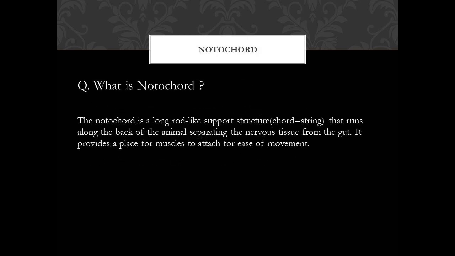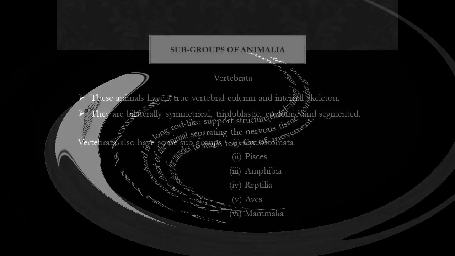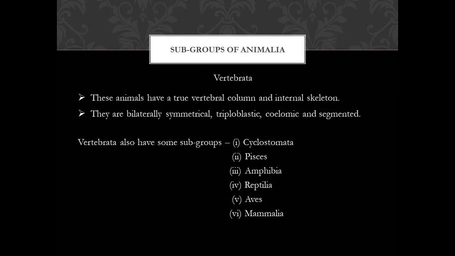What is notochord? The notochord is a long rod-like support structure that runs along the back of the animal, separating the nervous tissue from the gut. It provides a place for muscles to attach for ease of movement. Next is Vertebrata. These animals have a true vertebral column and internal skeleton, allowing a completely different distribution of muscle attachment. Vertebrates are bilaterally symmetrical, triploblastic, coelomic, and segmented.